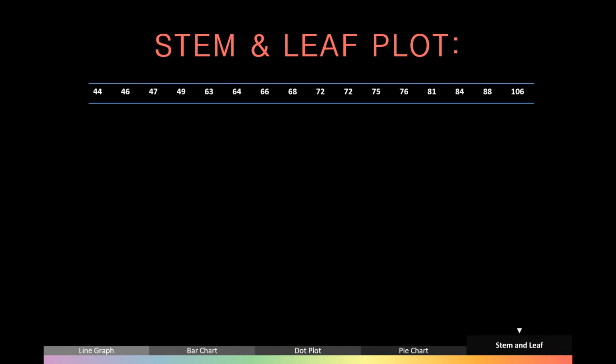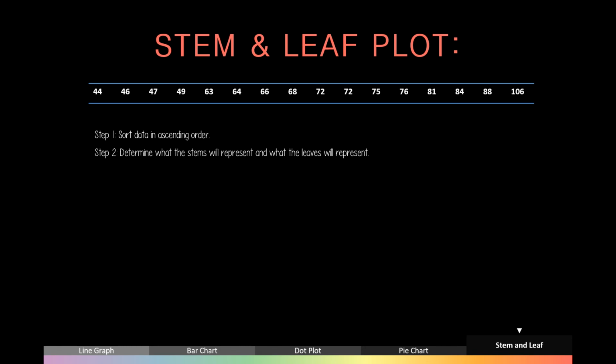So let's consider the following example. Given the data on your screen, how would we come up with a stem and leaf plot? Step 1, we want to sort our data in ascending order. Step 2, we need to determine what the stems and what the leaves will represent.